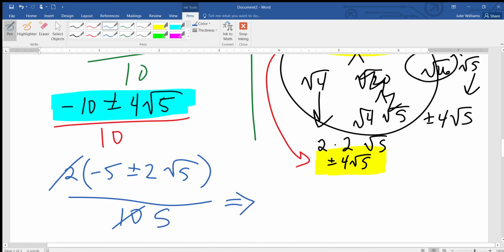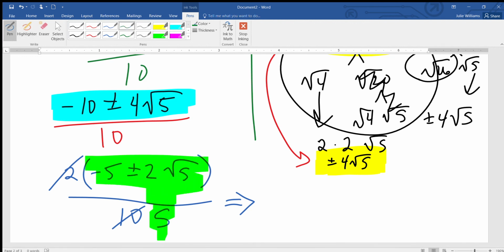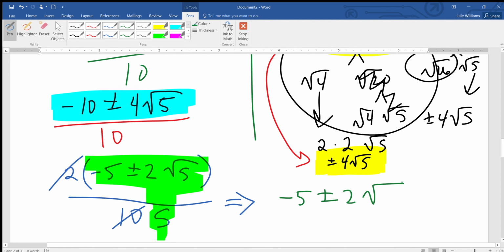So then, my finished product is all that I have highlighted in green here. So, my finished answer is negative 5 plus or minus 2 times the square root of 5 all over 5.